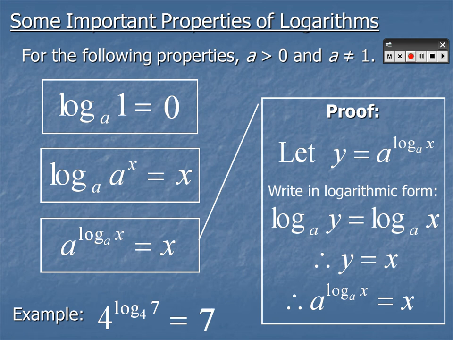Rewind that and listen to it again if it's too confusing. I'll say it one last time here. The exponent up here is the exponent we put on 4 to get 7, and it's on 4. So I get 7.